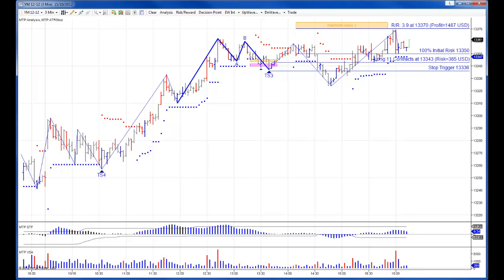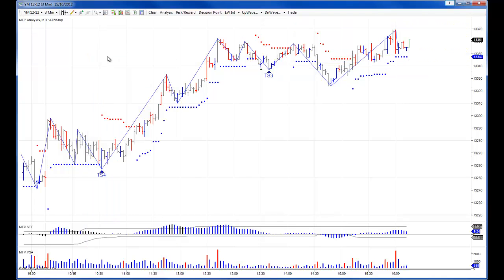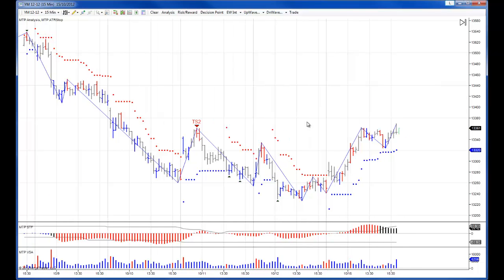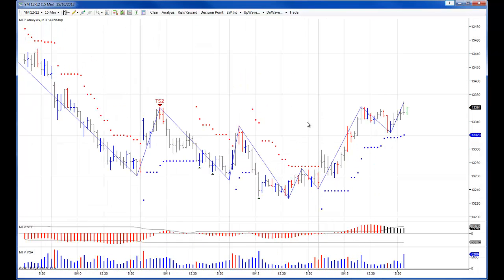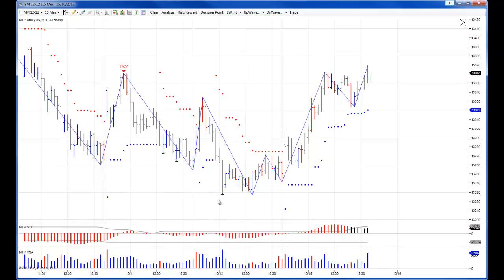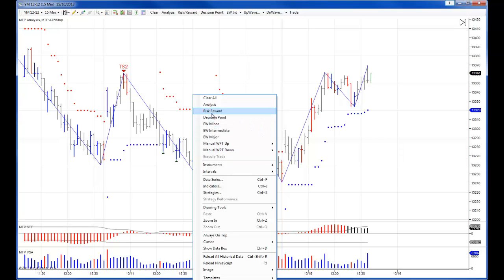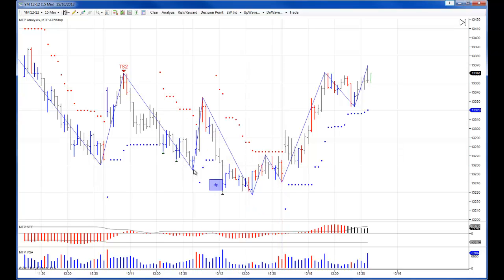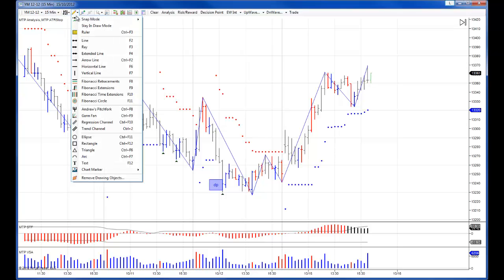But let's have a look at this with an advanced trader's eye. If I just clear all and go to the 15-minute chart to get the larger degree trend. Right, let's zoom out a bit. Now, as always, we use the DPs, WPTs patterns on the 15-minute chart to get the large degree support or resistance areas. So if I put a decision point on from this prior low here, let's just put a little box around that.